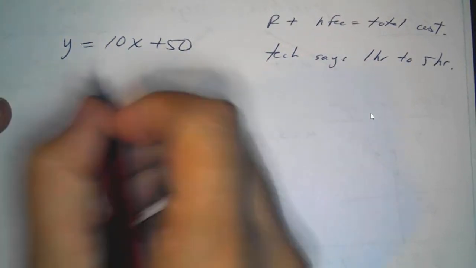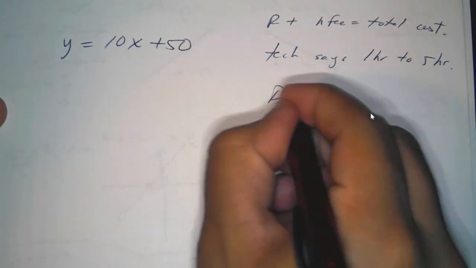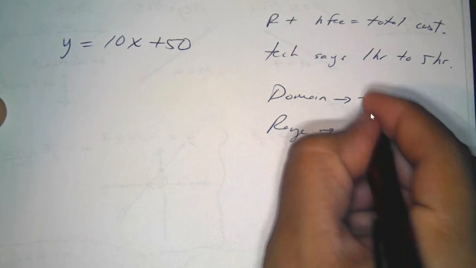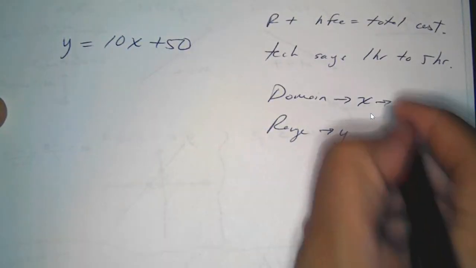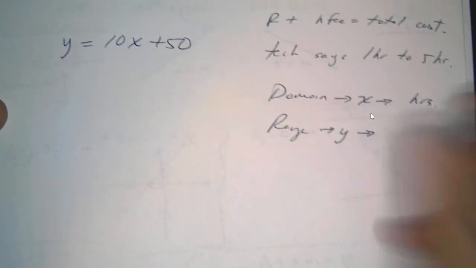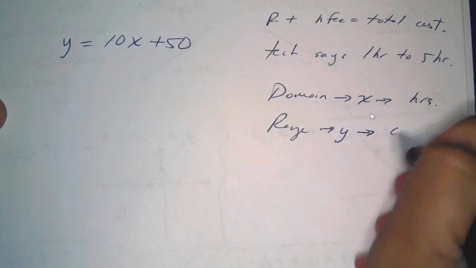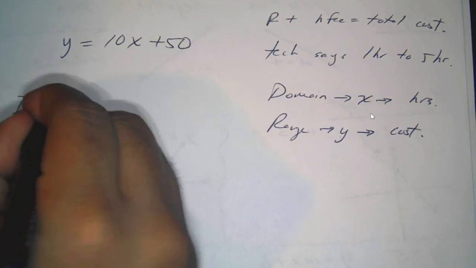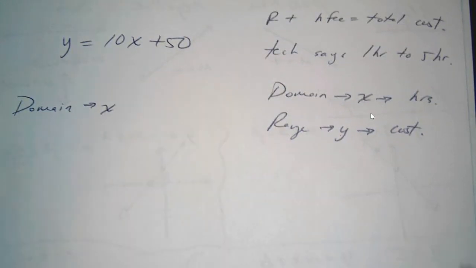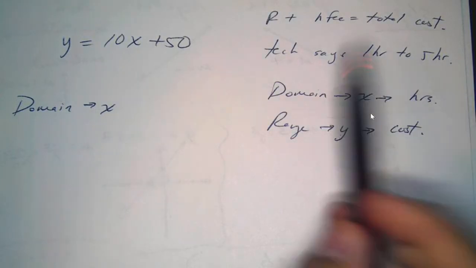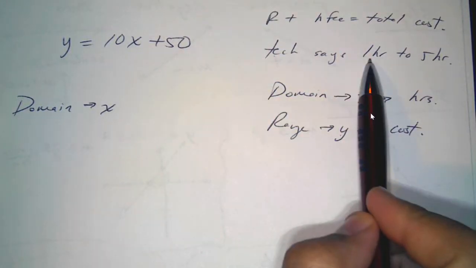Now, let's go back, right? We said we're looking for domain and we're looking for range. Well, what is domain? Domain is X, range is Y, right? But what is domain in this problem? Domain is the hours, the number of hours he spent working. Y is the cost. So if we try to find our domain, my domain is the number of hours he spent working on it. Well, what did he say he spent working on it? The text says it could be anywhere from 1 to 5 hours.